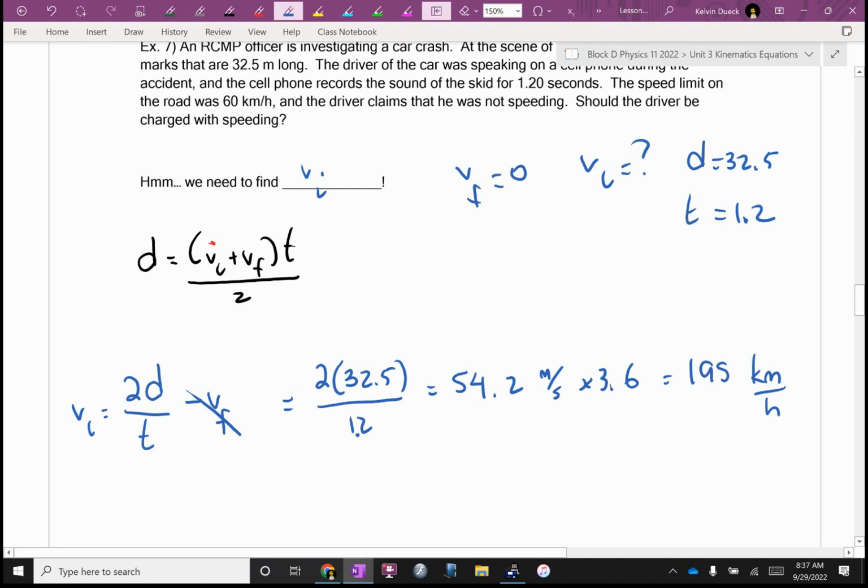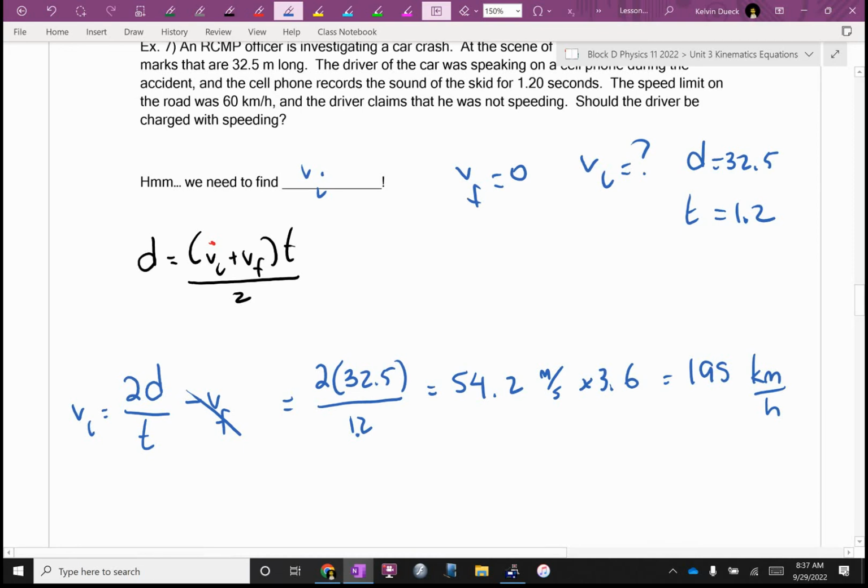In fact, you could use this in a court of law. If this person had injured somebody, you could absolutely charge them with vehicular manslaughter. Oh, and you know what? This is the minimum VI. They might have slowed down before they started to skid. They were going at least that fast.